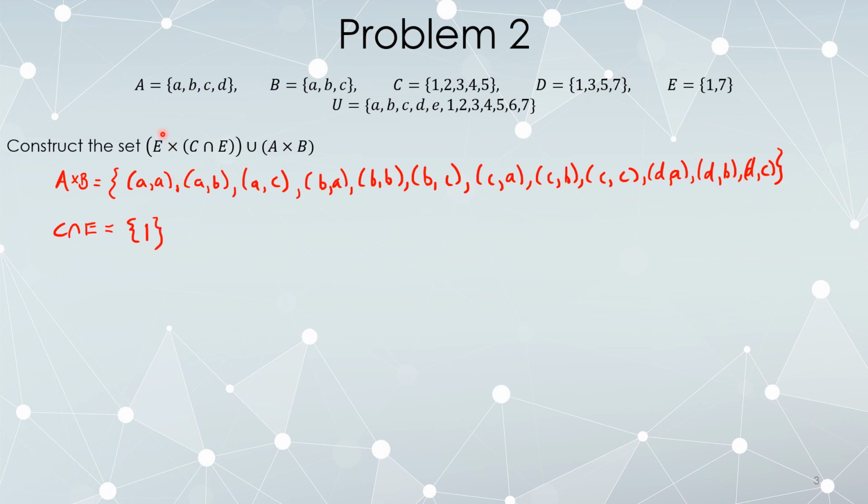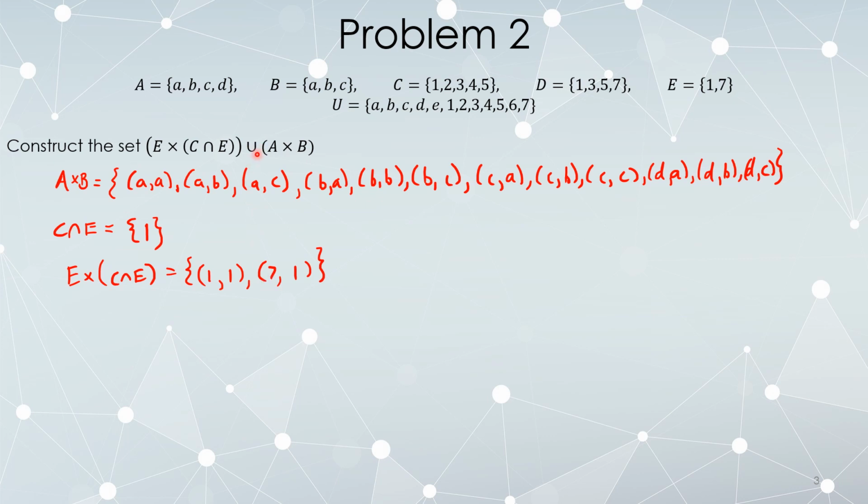Now I can take the product E with the set we just constructed. This one's a lot faster because E only has 2 elements in it. This intersection only has 1 element in it, so we're only looking for 2 ordered pairs in here. The only choices I can make for my first element are 1 and 7, and the only choice at all I can make for my second element is 1. So E was 1, 7. This was only 1. So the only choice I have in the second coordinate is a 1, and then I could have chosen a 1 or a 7 in the first.